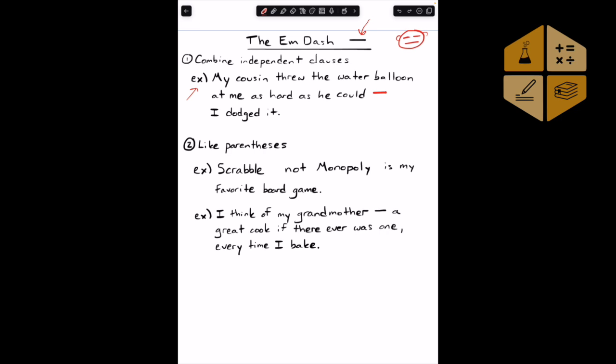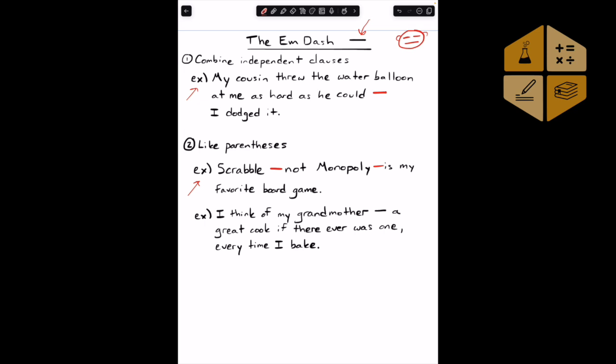So check out this first example that I have right here. It says, "Scrabble, not Monopoly, is my favorite board game." So we're going to need some kind of punctuation around this phrase, "not Monopoly." As you could see, if we put parentheses here like this, the sentence would flow and work just fine, right? Because the phrase "not Monopoly" is what's called non-essential. It's kind of disruptive from the flow of the independent clause of the sentence. And so instead of parentheses, what we can do is put two em dashes here, just like that. "Scrabble, not Monopoly, is my favorite board game."